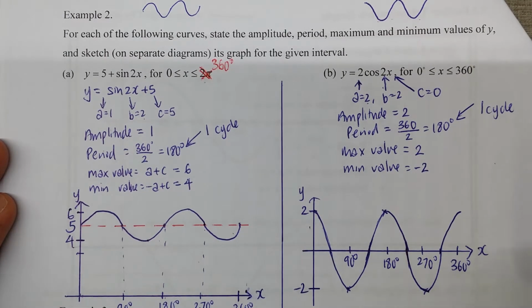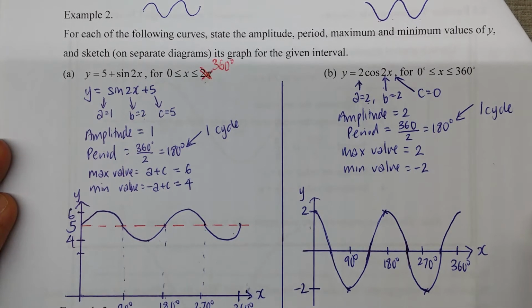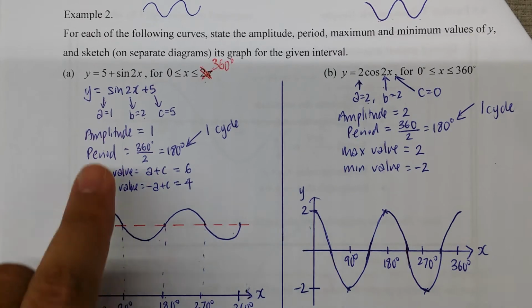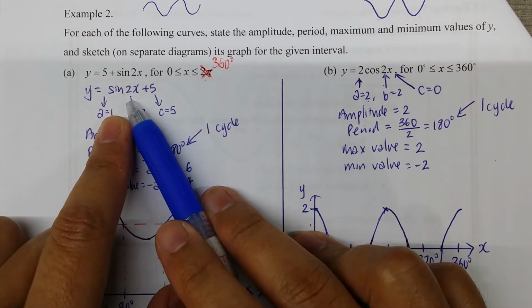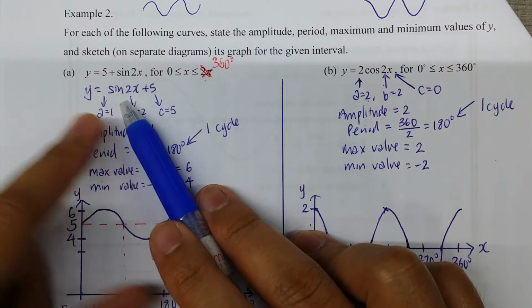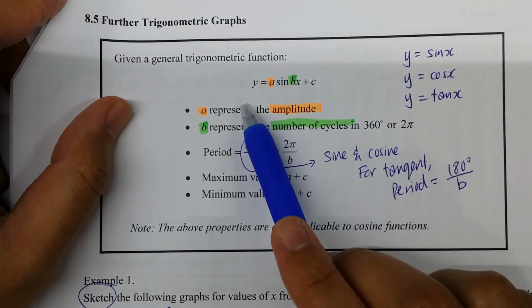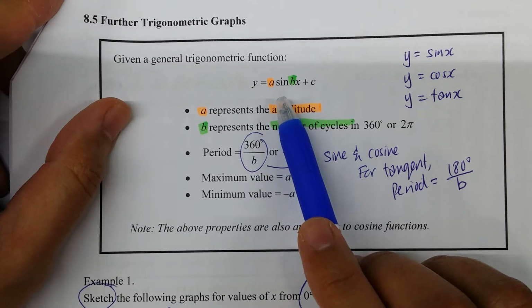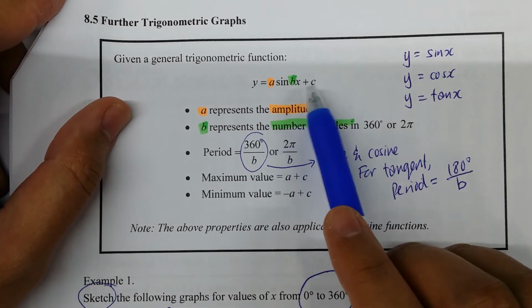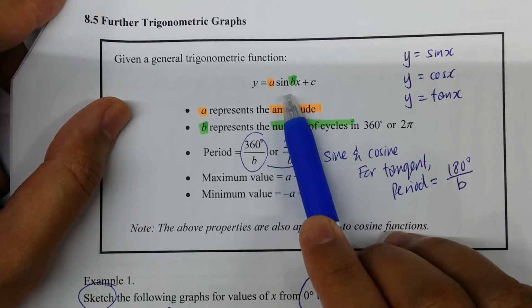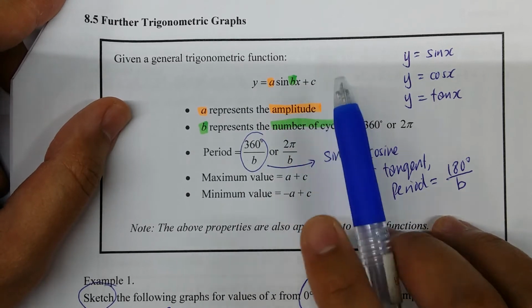Now that we have just completed example 2, we will proceed on to do example 3 and 4. Let's take a look. Example 2, recall we rewrite everything to this format. What format? This format. On the previous page, y equals a sine bx plus c, or y equals a cosine bx plus c, or y equals a tangent bx plus c. Try to write in this format.